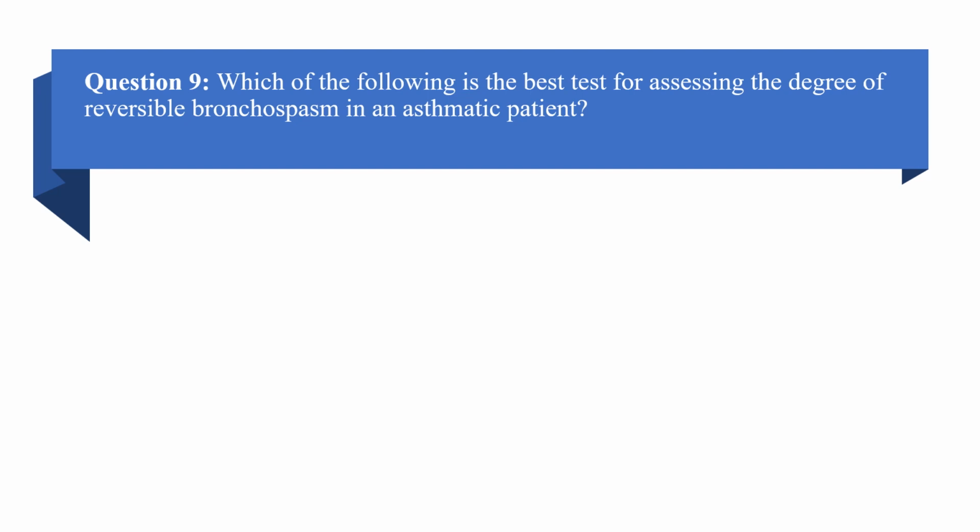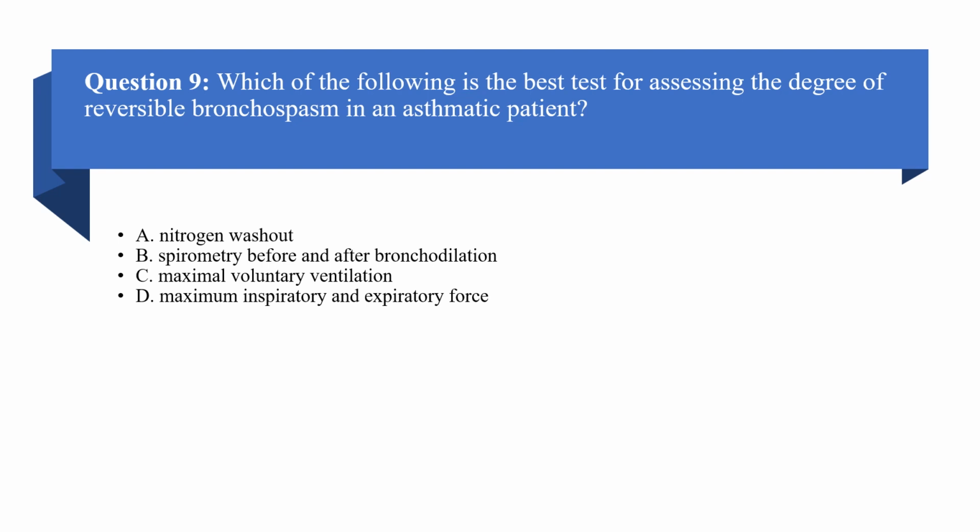Question 9. Which of the following is the best test for assessing the degree of reversible bronchospasm in an asthmatic patient? The choices are A, nitrogen washout, B, spirometry before and after bronchodilation, C, maximum voluntary ventilation, or MVV, D, maximum inspiratory and expiratory force. Answer is B.